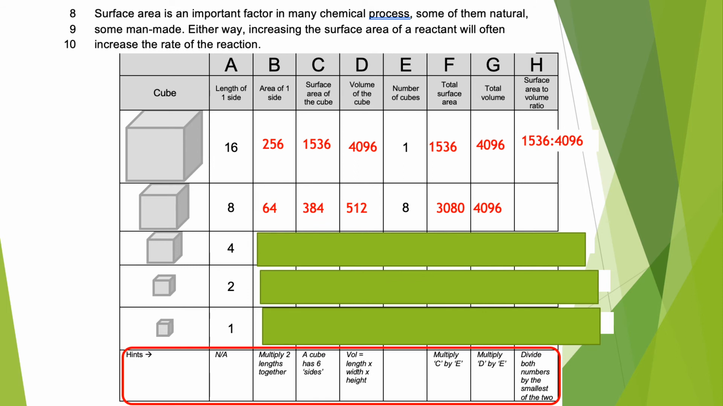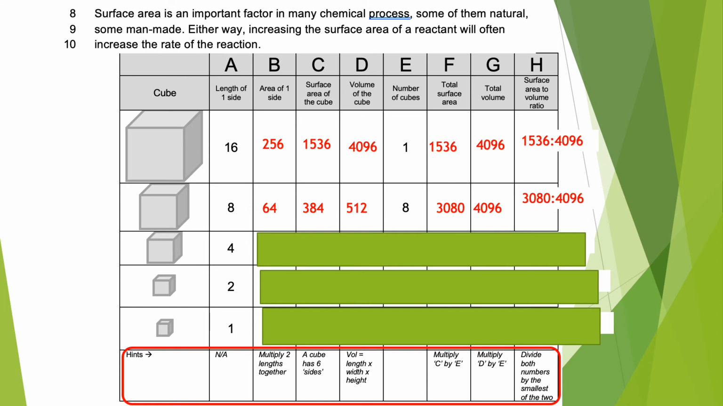Your volume should always stay the same, okay? And what you're going to do now is make it into a ratio, right? Your surface area to volume. And that's going to be 3,080 to 4,096.